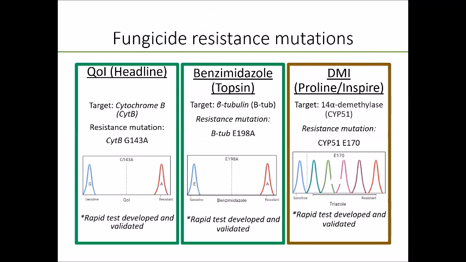And so now, understanding that this E170 is the initial mutation that needs to happen, and we have a modifier in L144F, we were able to develop this and validate with this rapid test. And then that gives us a full set of molecular tools now to interrogate different parts of the growing season.